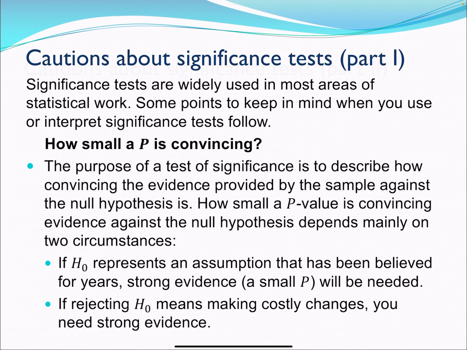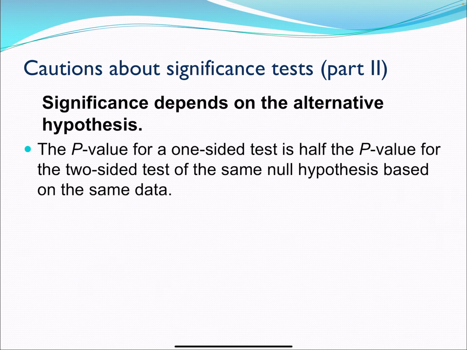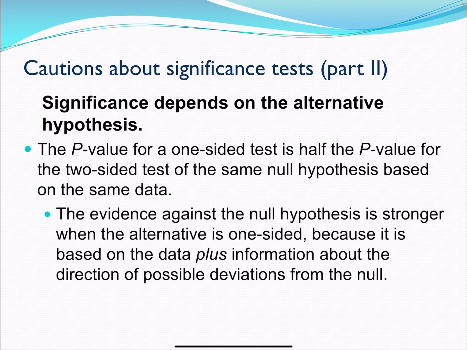Continuing our cautions about significance tests, significance really depends on the alternate hypothesis. The p-value for a one-sided test is half of the p-value for the two-sided test of the same null hypothesis based on the same data. The evidence against the null hypothesis is stronger when the alternate is one-sided because it's based on the data plus information about the direction of deviations from the null, right? We don't have to multiply our data times 2, right? It's half the size.